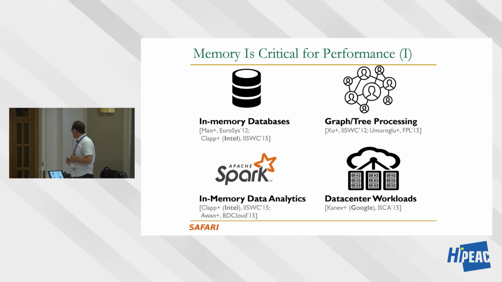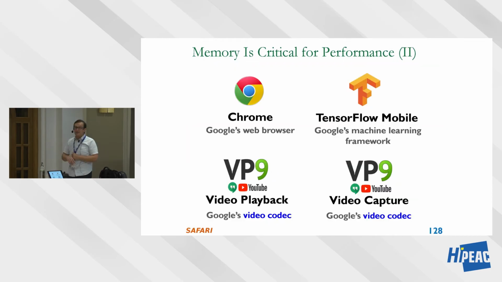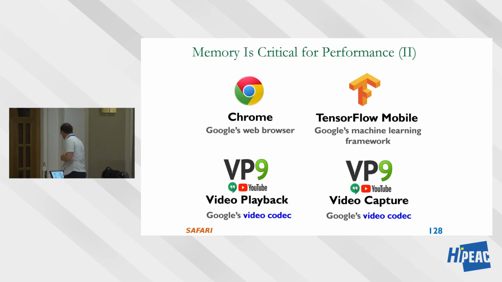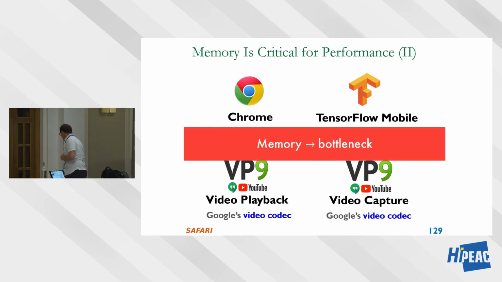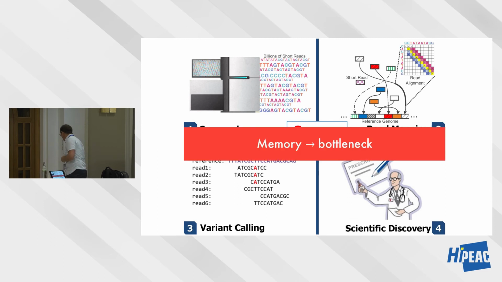So there are many works, these are some references for example, that show that memory is critical for performance for different applications. Databases, graph analytics, data-centric workloads, etc. We're going to cover some of these later on. On the mobile end, we've done a lot of studies with different applications also. On the mobile end also, applications are really bottlenecked by memory. Genome analysis is another area that we've been studying, and applications are also bottlenecked by memory. In the end, scientific discovery and medical advancements are bottlenecked by memory access.